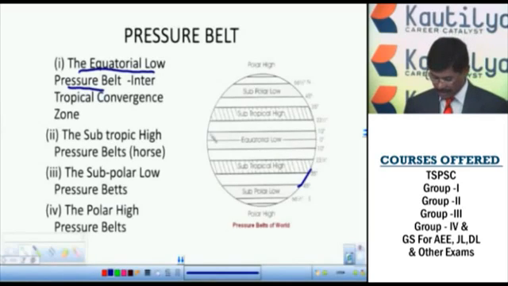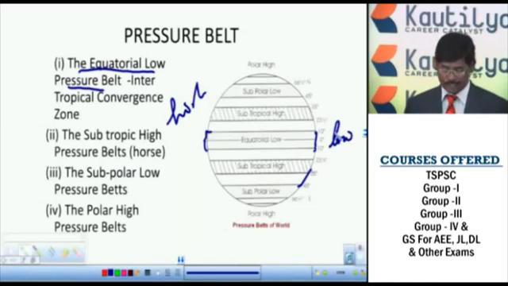We know that this is the area when you go for the equatorial low pressure belts. Generally, how is the temperature on the equator? The temperature is very high, but pressure is low. So it is called equatorial low pressure belts.